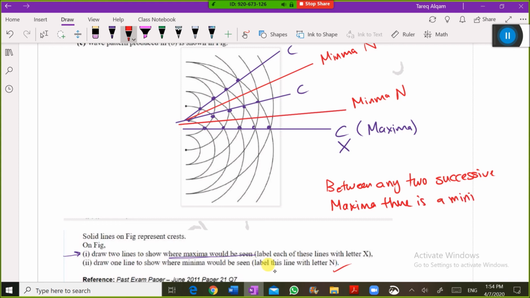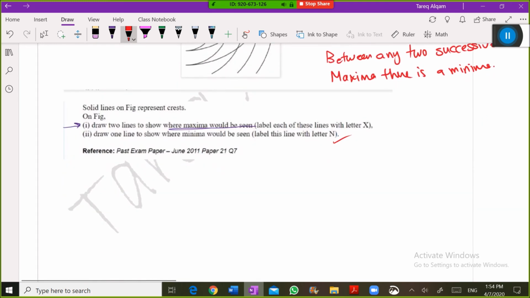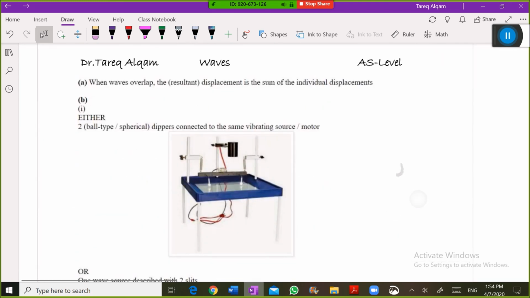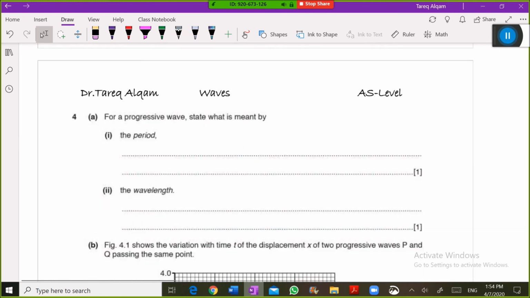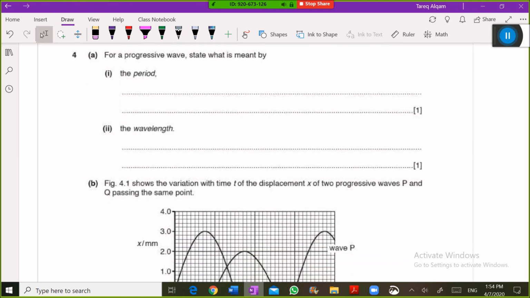Okay, guys, any question about that? Next time, inshallah, we will complete this topic by solving the past paper questions that are related to this topic. And inshallah, by the end of next week we will finish the wave topic, hopefully. Okay, any question?